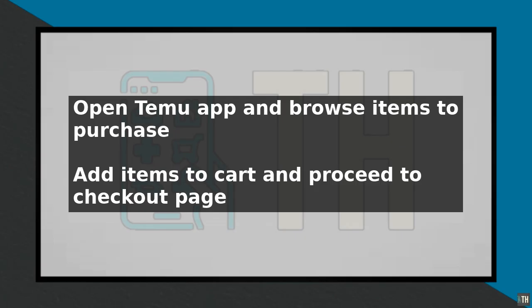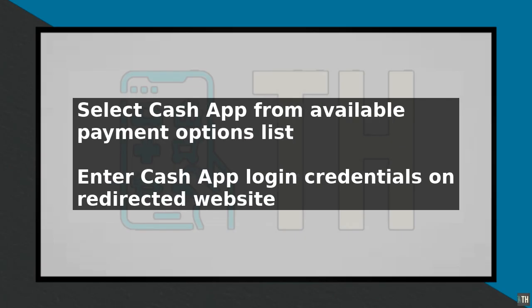Click on the option that says Pay with other methods or more payment options. This will bring up additional payment methods. Select Cash App from the list of available payment options.